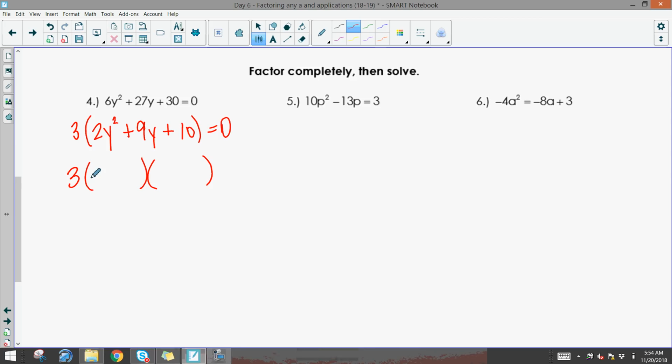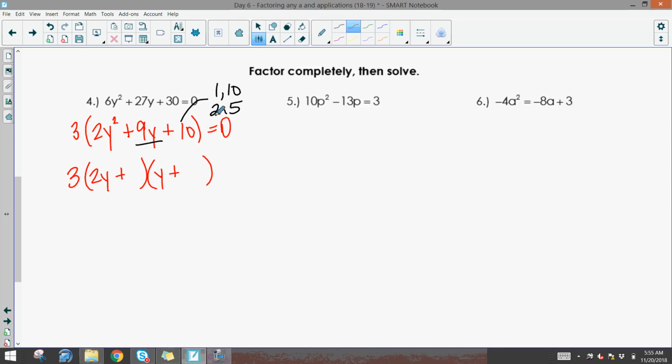Okay, a couple things I know. This has to be a 2y, this has to be a y, so that when I multiply those, I get my 2y squared. My signs are both positive, so they're both going to stay positive. And then the only thing we really need to think about here is that my factors of 10 are 1 and 10 and 2 and 5. And remember, you're trying to get to 9y.